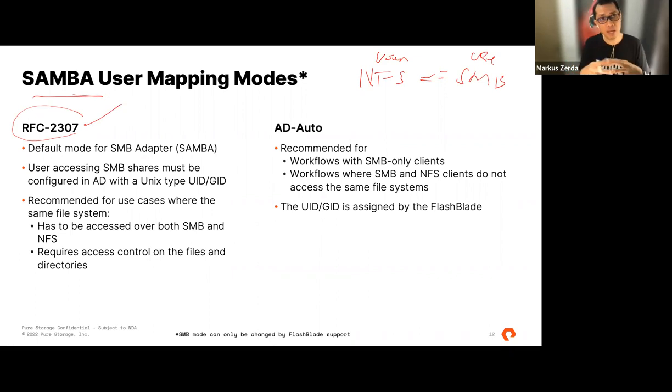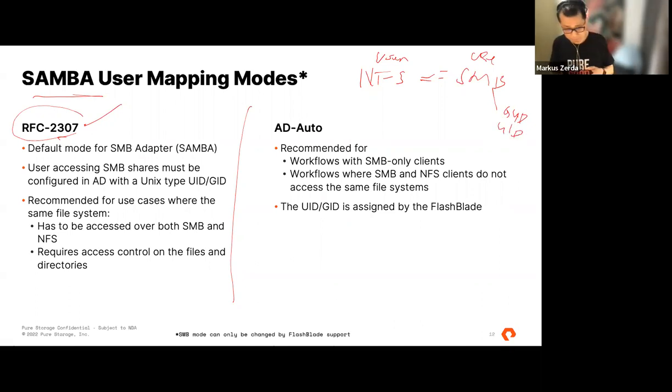So if you're planning to have interoperability between NFS and SMB, you may want to stick with the default, which is RFC 2307. This means the users will be mapped to NFS users on Windows, and on Windows users, admins can add the GID and the UID. So user ID and group ID should be added on the Windows user for you to enable RFC 2307.